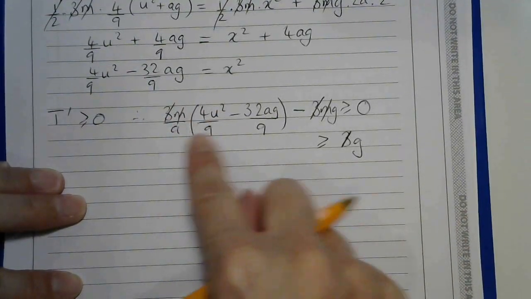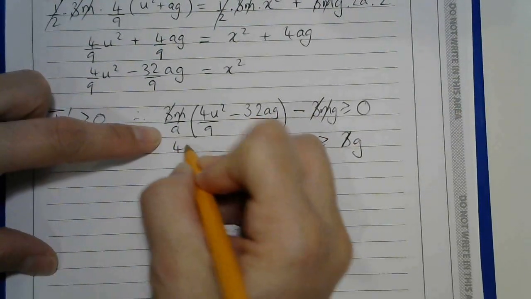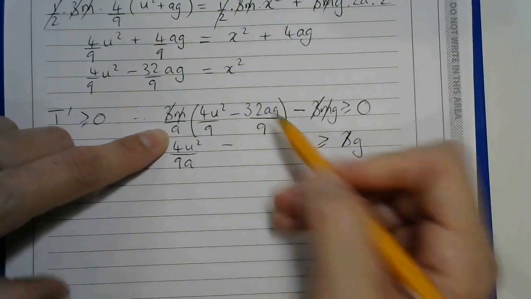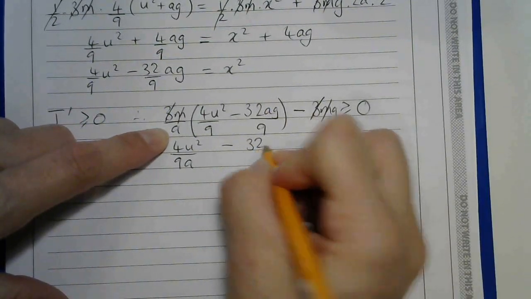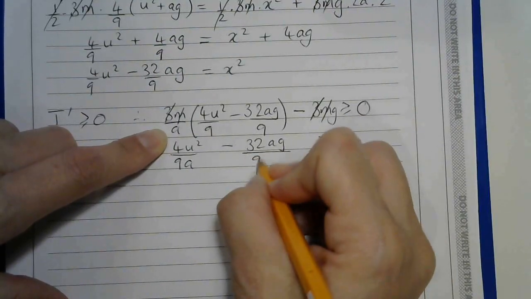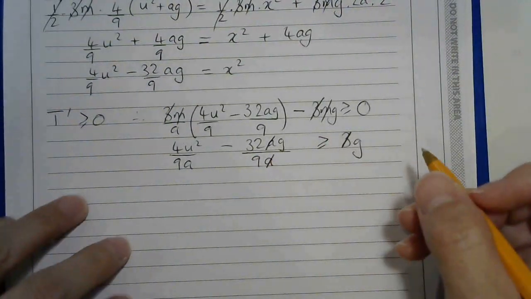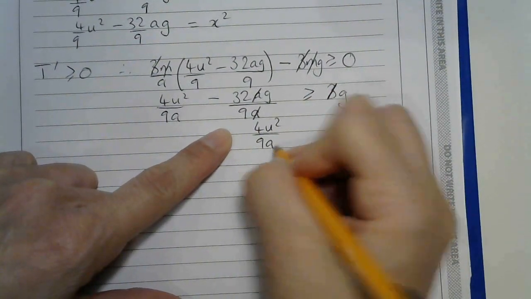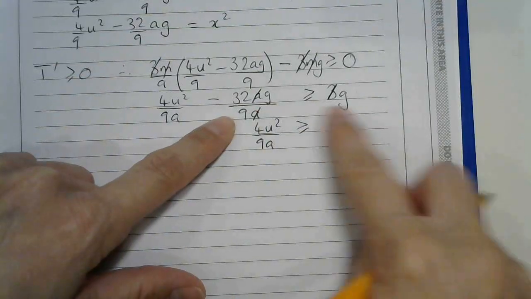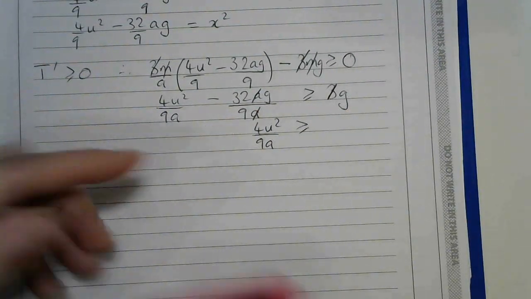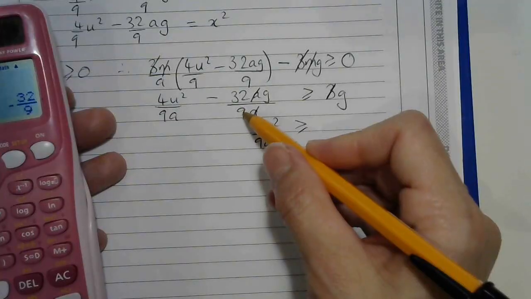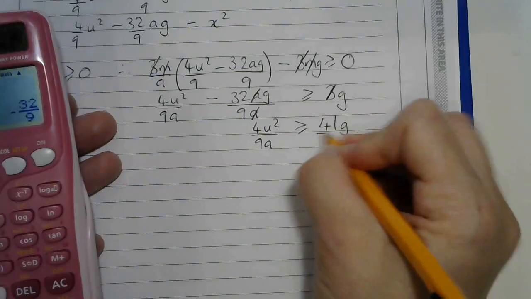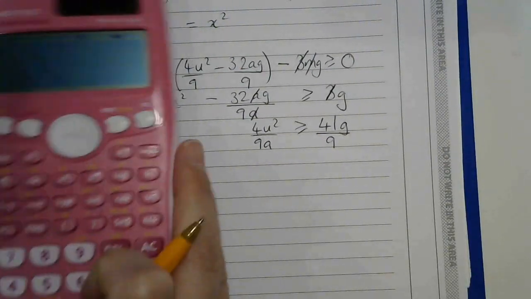Let's just write out what this will make. So here I get 4u squared over 9a minus 32ag over 9a, so those a's will cancel. And now I get 4u squared over 9a is bigger than or equal to, and now I'm going to add 32/9 onto both sides. So I get 32/9 plus 9/9 will make 41/9 g.